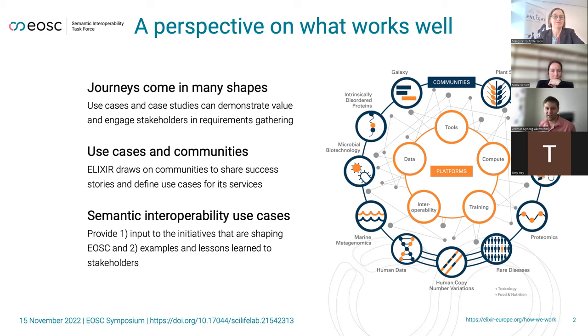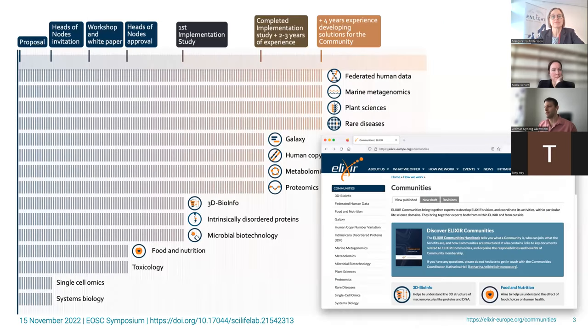I am collecting some of these for the task force itself, but Elixir has also been collecting interoperability stories, good examples and problems that have been solved from the life sciences community. Elixir's communities have been around for a very long time, but they are at different stages of maturity. You could probably think about the different cluster projects as some sort of community, but very, very broad communities that could define user stories or requirements for the entirety of EOSC.